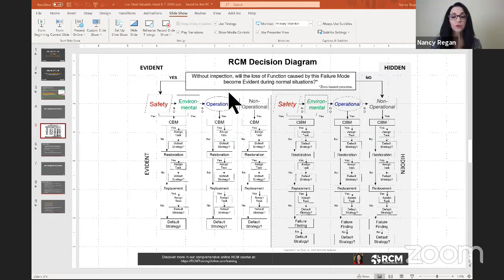So yes, when you go down these legs, most of these questions are identical. So why do we list them all? Well, on the operational, there are nuances. There are just some small differences. Like with safety and environmental, if you say no to CBM, no to overhaul, no to replacement, then the questions within these boxes will say that a default strategy is required. Because if you've got a safety or an environmental consequence, you've got to do something about that. So that's the small nuance.